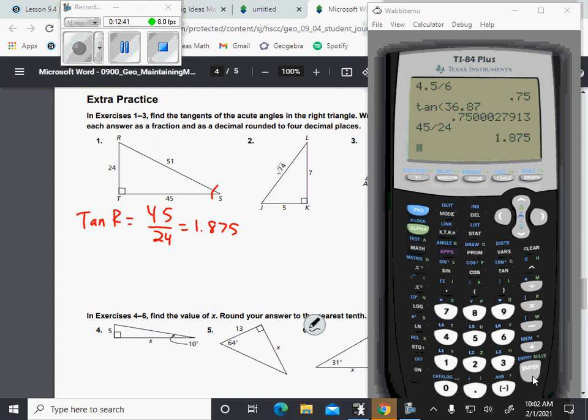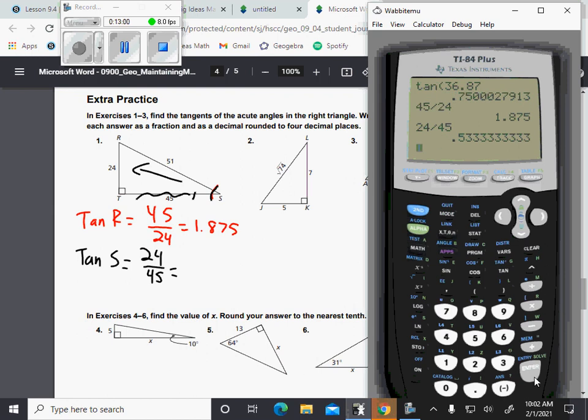Now, the tangent of S. Remember, we go opposite, so 24, over adjacent. What does that equal? 24 divided by 45. That's equal to 0.53 repeating, so 0.5333.